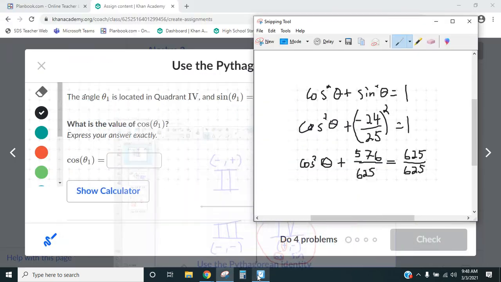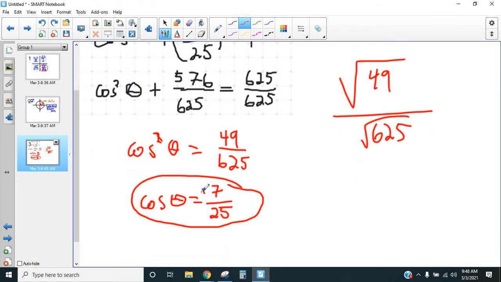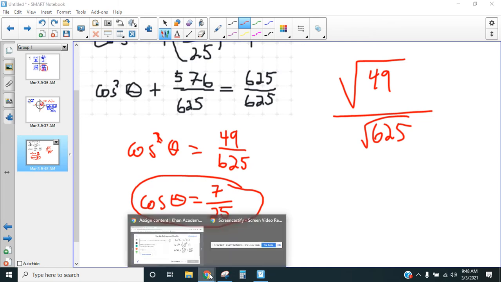Okay. So back to our question. Is it positive or negative? Which one? Positive. So our answer is just positive 7/25.